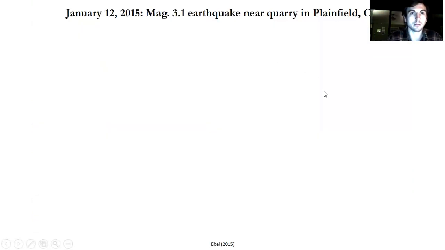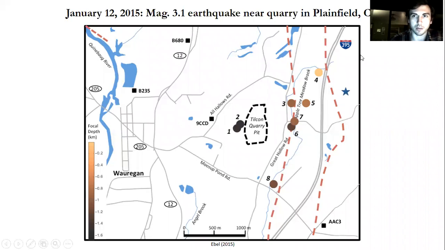So January 12th, 2015, a magnitude 3.1 earthquake occurs near a quarry in Plainfield, Connecticut. This figure shows the main shock, the portable array installed shortly after the main shock, aftershock locations with depths, as well as faults that are mapped in the area. These two brown dashed lines represent the west dipping Lake Char fault, and there's another fault that is seen in the northwest corner here, which trends southeast, and it's inferred to be strike slip, about 90-degree dip.